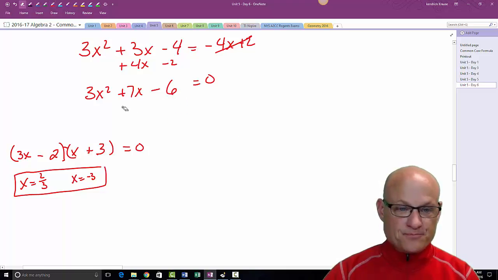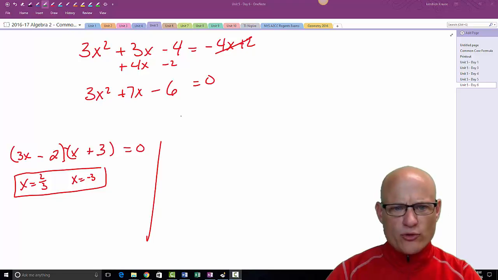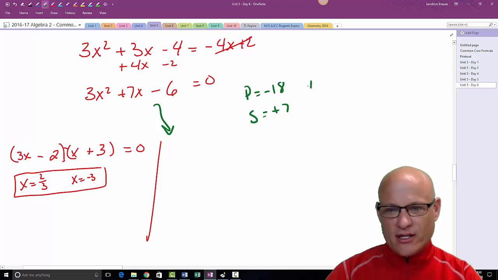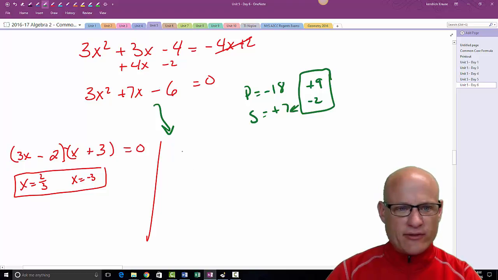Let's try the other way. And we'll do her method over here. I think the first thing is to find the product. So the product would be negative 18 and the sum would be positive 7. So I need two numbers that multiply to negative 18 that add up to positive 7. I believe that would be positive 9 and negative 2. They multiply to negative 18 and they add up to positive 7.